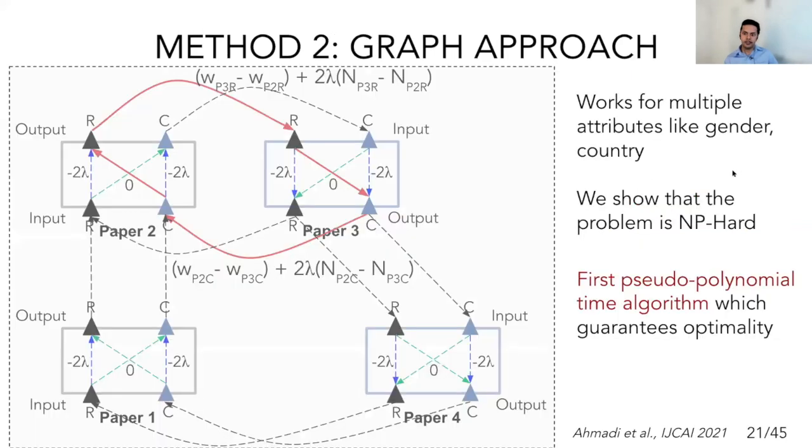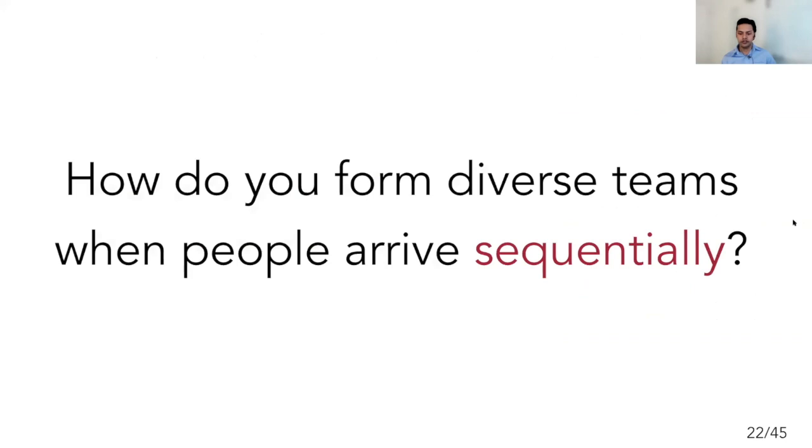And then we extended this work using certain graph-based approaches. The key thing with these graph-based approaches was that we could model multiple attributes. So you can maximize diversity with respect to gender and country and so on. Again, this problem is NP hard. So it is a very difficult problem to solve. And we provided the first pseudo polynomial time algorithm, which can guarantee that we reach the optimal solution. Now, all of this was great. Like, we can solve this problem given any large graph, even thousands of nodes, we can come up with a solution in a reasonable amount of time.